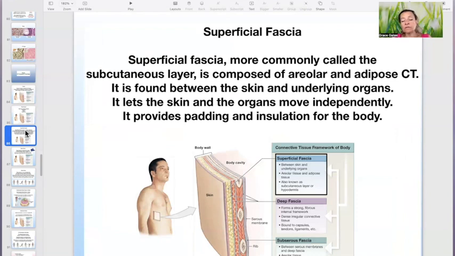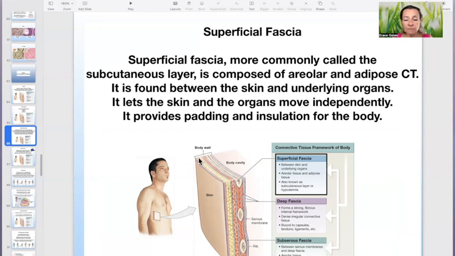Superficial fascia, which is actually more commonly called the subcutaneous layer under the skin, is composed of areolar and adipose connective tissue. It's found between the skin and underlying organs, often muscles. It lets the skin and the organs move independently, and it provides padding and insulation for the body.